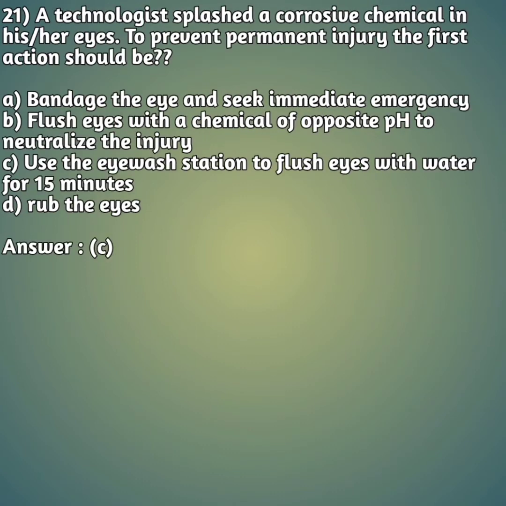Moving on to our 21st question: a technologist splashed a corrosive chemical in his or her eyes. To prevent permanent injury, the first action should be option A bandage the eye and seek immediate emergency care, option B flush the eye with a chemical of opposite pH to neutralize the injury, option C use the eye wash station to flush eyes with water for 15 minutes, and option D rub the eyes. So the right answer is option C, use the eye wash station to flush eyes with water for 15 minutes.